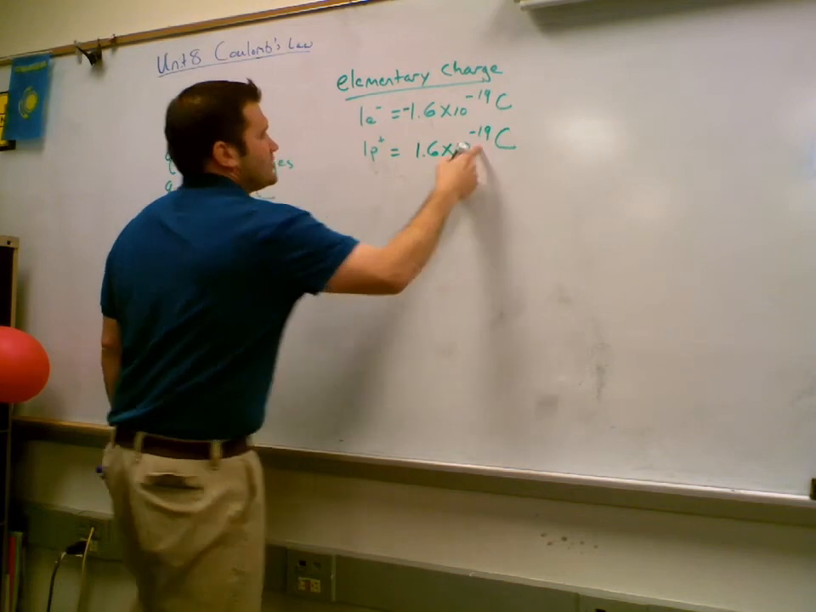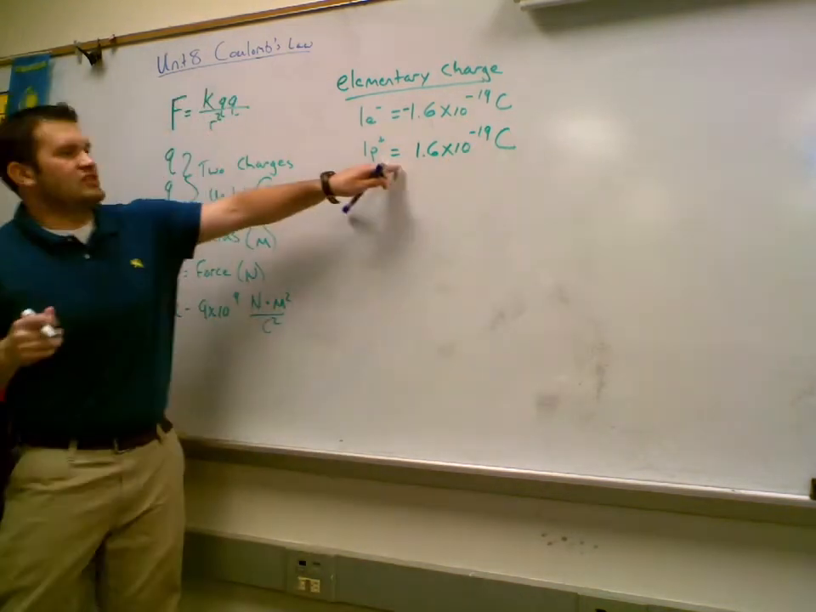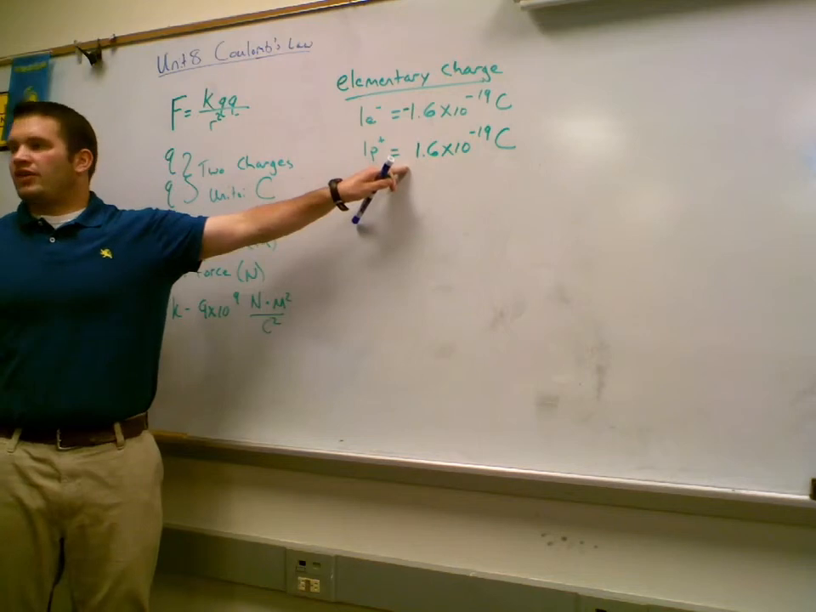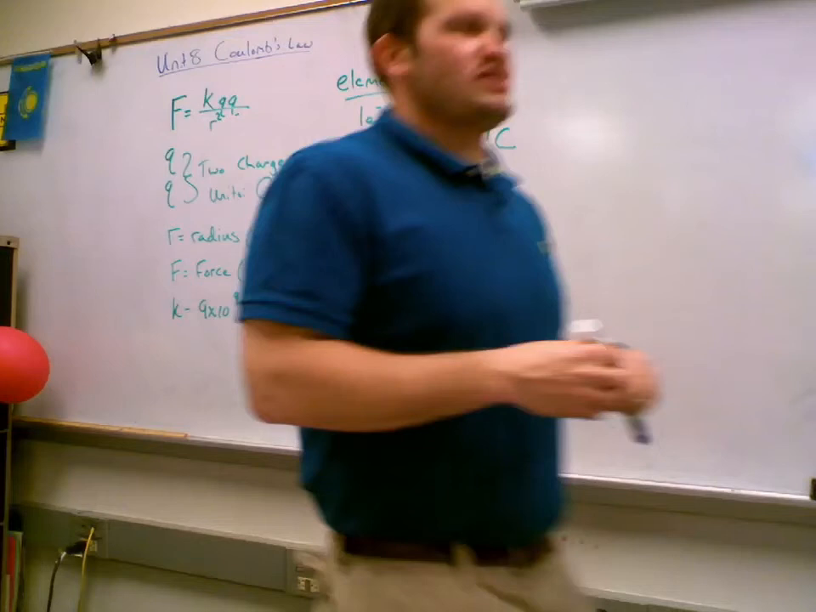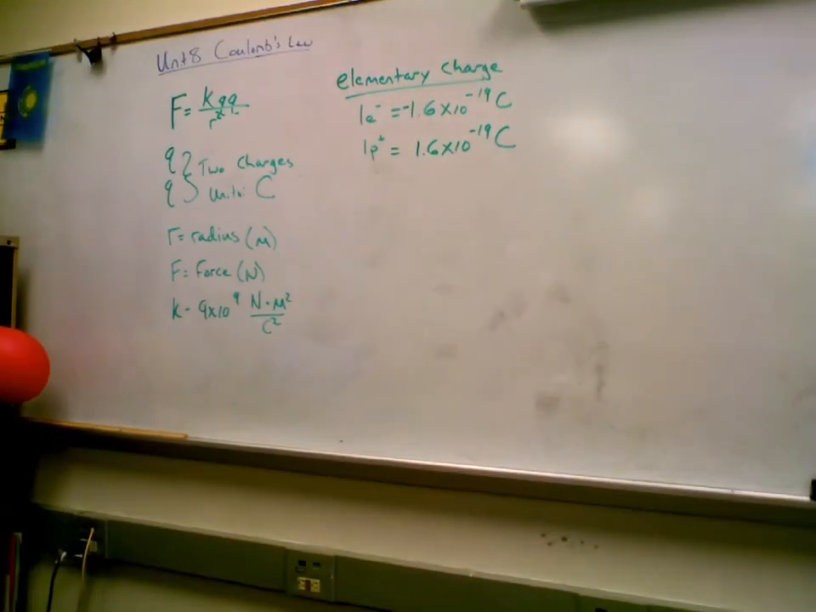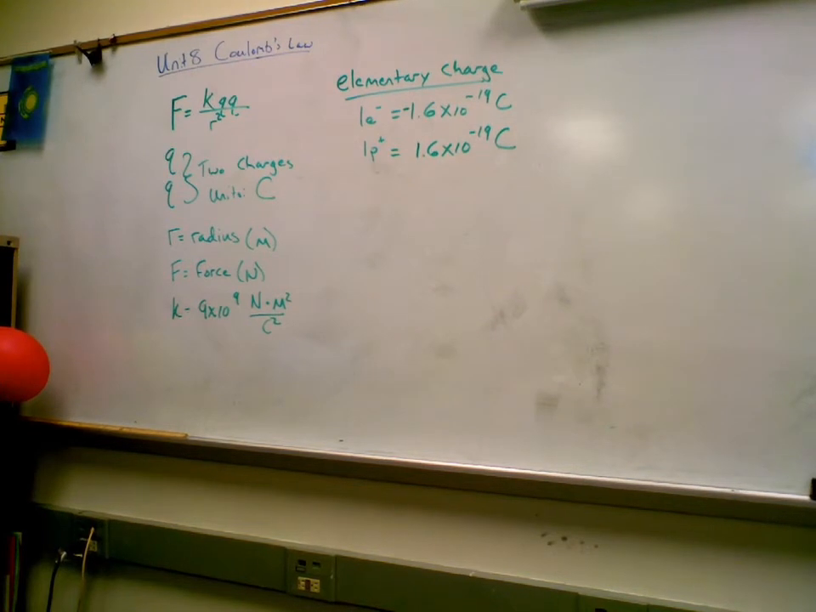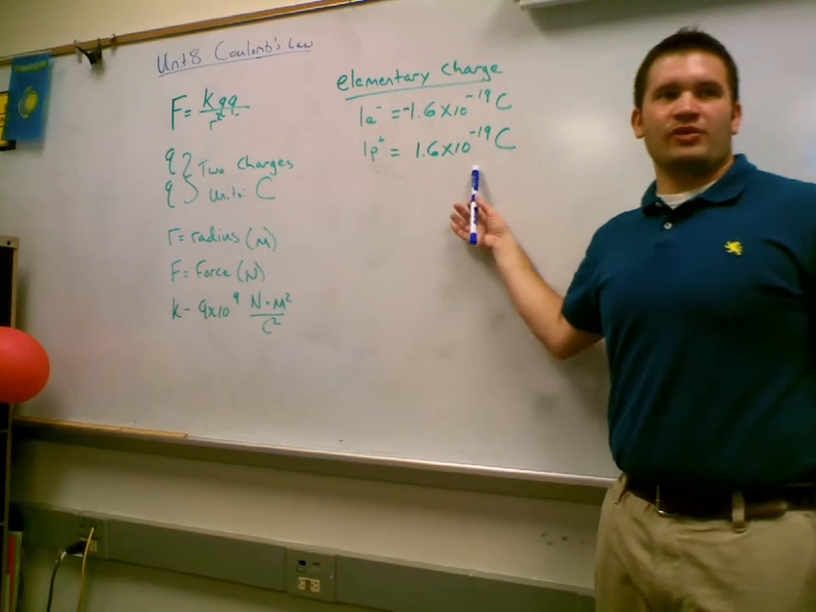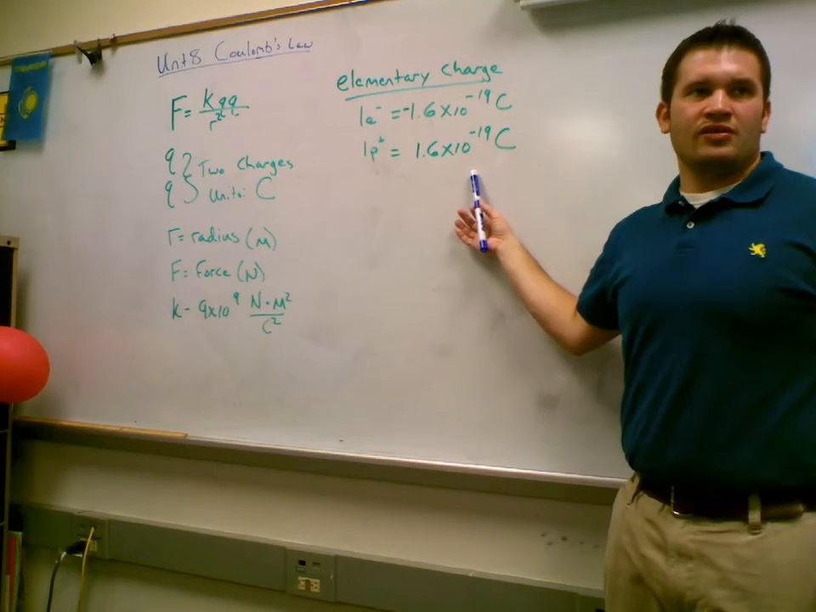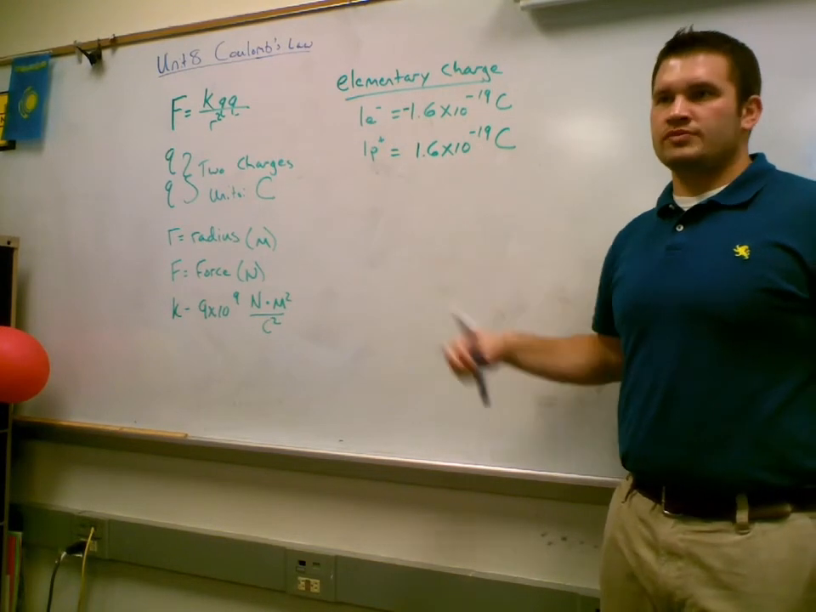The exponent is still negative 19. Just the sign in front of the 1.6 is positive. The exponent being negative means that the number is less than 1. So the exponent is still negative, but the 1.6 is positive. Does that make sense? If I change this 19 to a positive 19, that makes this number really big. This number is really small.